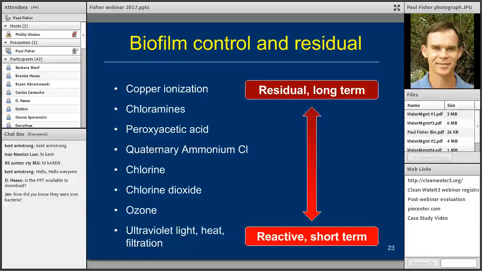Copper ionization is a slower acting material, and a lot of the activity of copper ionization will actually be after the water leaves your irrigation line and is being applied out on the crop. So, for example, copper ionization is very effective as a way of suppressing algae on the surfaces of seedling plug trays. So when we're dealing with biofilm control, usually we're dealing with chemicals that are in the middle of this table.